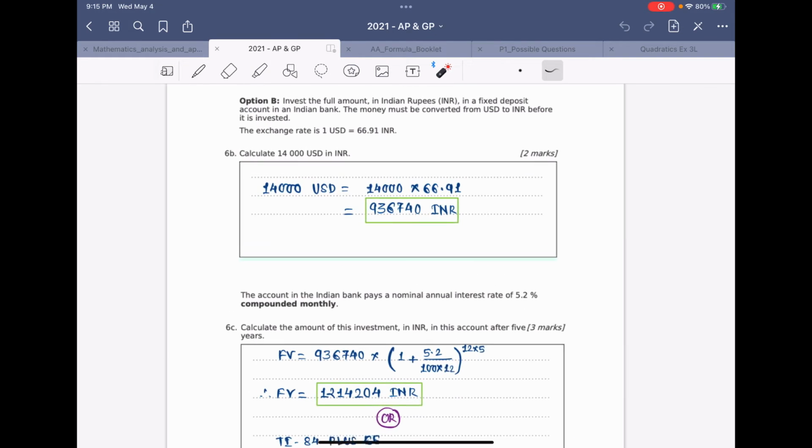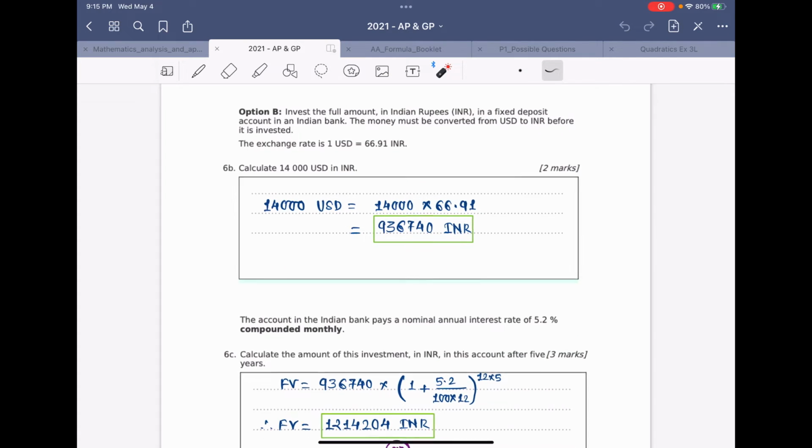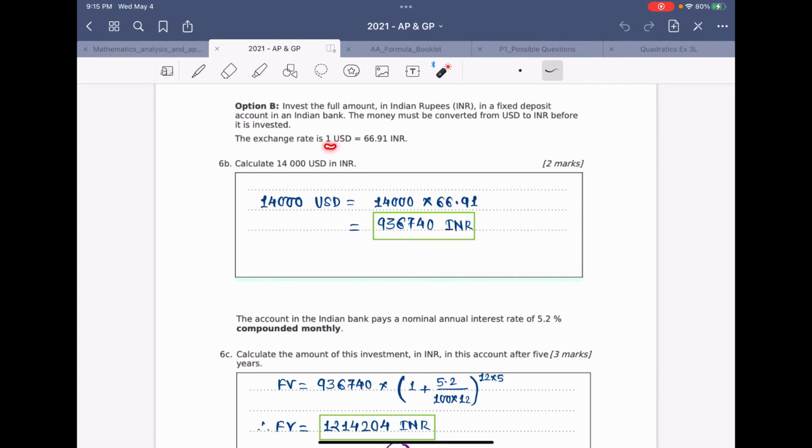Second part, option B: invest the full amount in Indian rupees INR in a fixed deposit account in an Indian bank. The money must be converted from USD to INR before it is invested. It is a simple problem. They have given the exchange rate. 1 USD is basically 66.91 INR. So calculate 14,000 USD in INR. So 14,000 USD is basically 14,000 times 66.91, which is 936740 INR. Show this calculation. Do not write directly the answer.